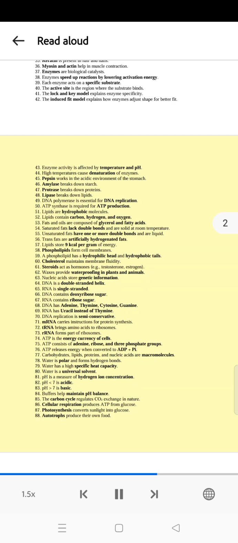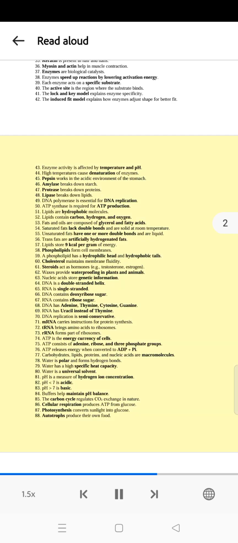Phospholipids form cell membranes. A phospholipid has a hydrophilic head and hydrophobic tails. Cholesterol maintains membrane fluidity. Steroids act as hormones, e.g., testosterone, estrogen. Waxes provide waterproofing in plants and animals.